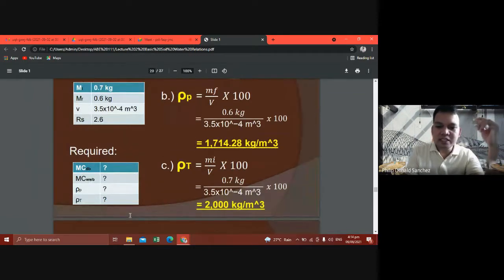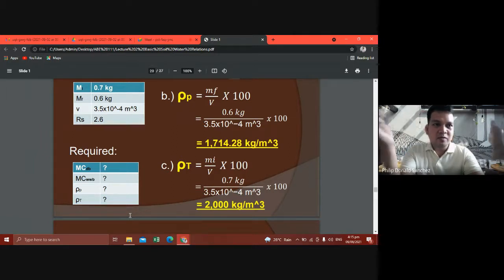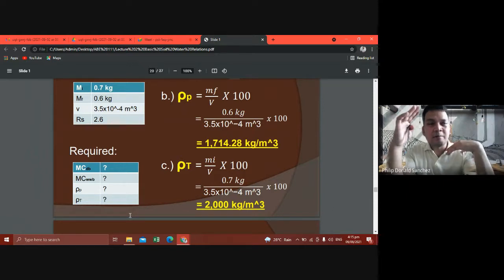of 1714.28. The true density is just the initial mass divided by the volume, regardless of whether there is water, so 0.7 kilogram is the initial weight for everything divided by your volume. So you have 2000 kilogram per cubic meter as the true density. So that's easy. Unless the volume of the soil is not given, in that case, guys, just calculate. For example, they say the length of the cylinder is 0.5 meter, and the diameter is 20 centimeters.